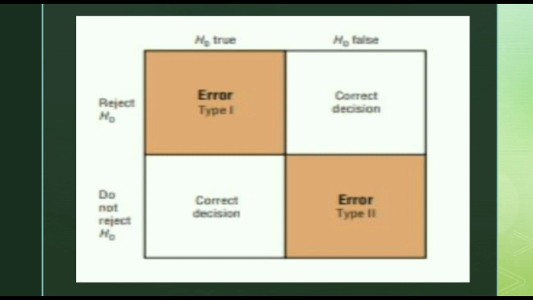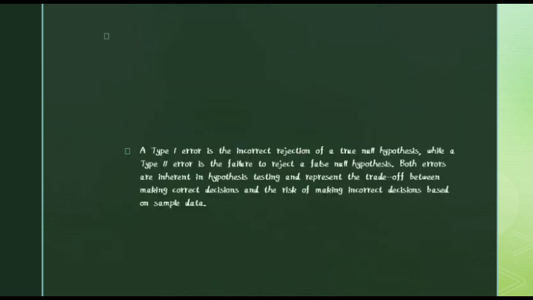It is called a type 1 error if you reject a hypothesis which is true. Type 2 error is if you do not reject a null hypothesis which is false. Type 1 error is the incorrect rejection of a true null hypothesis, while type 2 error is the failure to reject a false null hypothesis. Both errors are inherent in hypothesis testing and represent the trade-off between making correct decisions and the risk of making an incorrect decision based on sample data.